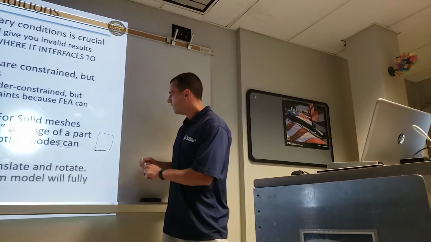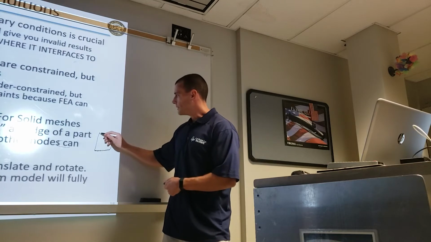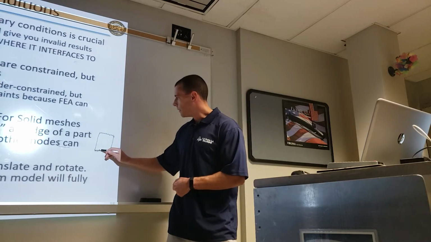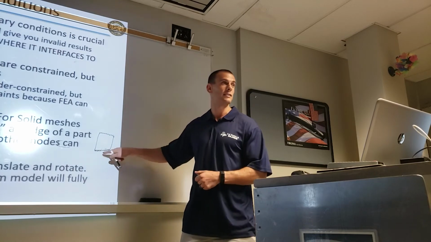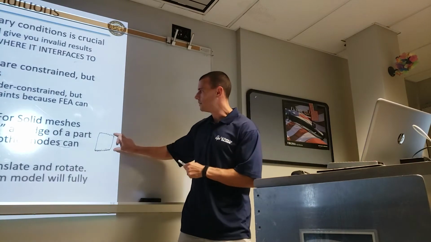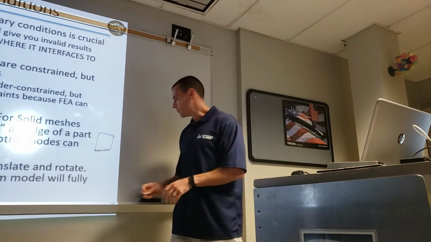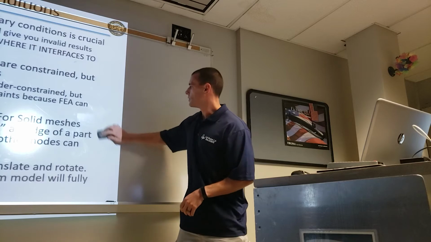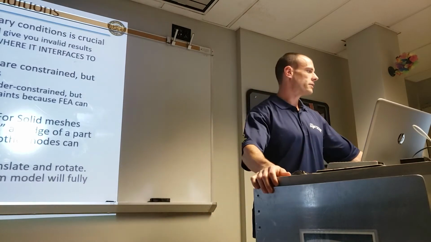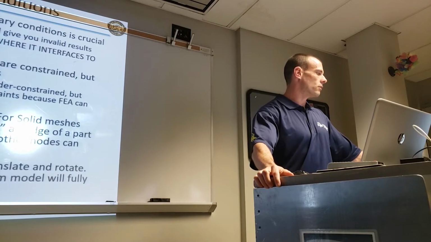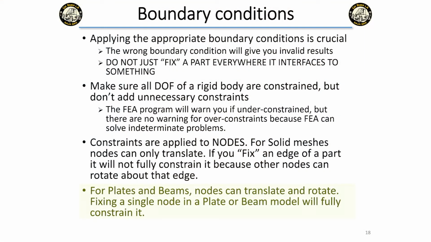So the best thing would be to also fix this up here or something like that, right? If you fix something, the nodes right above it, then you're also going to get really high stresses here because it's a small area to react that around, right? So you're essentially not using this geometry anymore as your support. So just remember when you fix a solid mesh, you're fixing nodes, and for solid mesh, there's only 3 constraints, and they can still rotate. For plates and beams, it's 6 degrees of freedom, so you can fix.